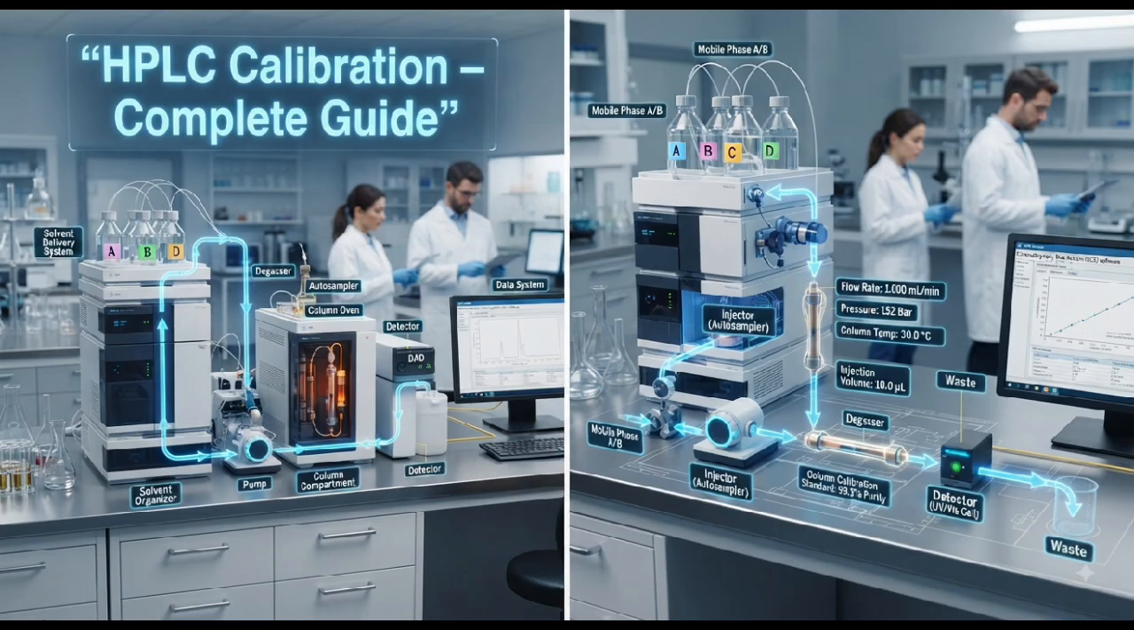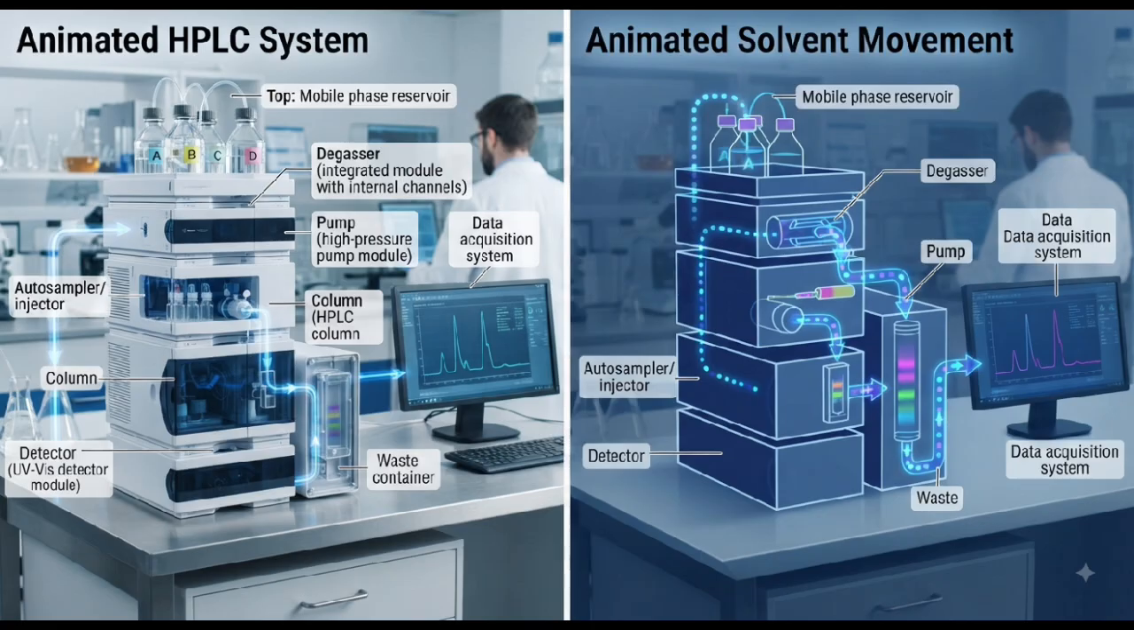We will discuss what HPLC calibration actually means, why calibration is required, which HPLC parameters need to be calibrated, how calibration is performed, what standards and instruments are required, how to calculate the results, what the typical acceptance criteria are, how to document calibration, common calibration failures, and finally what an analyst should check before releasing an HPLC instrument for routine analysis. So let's start with the basic concept.